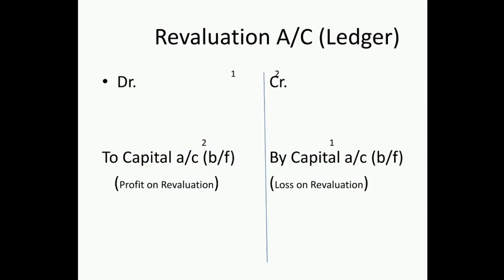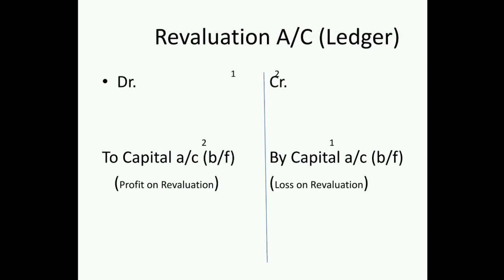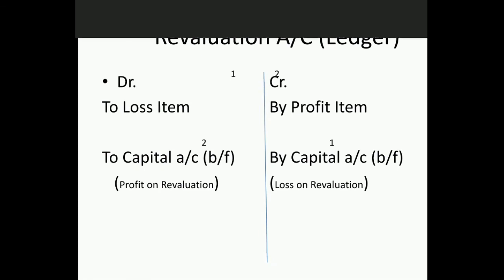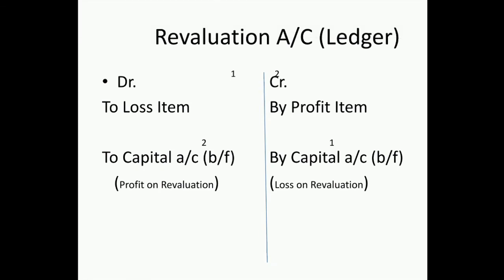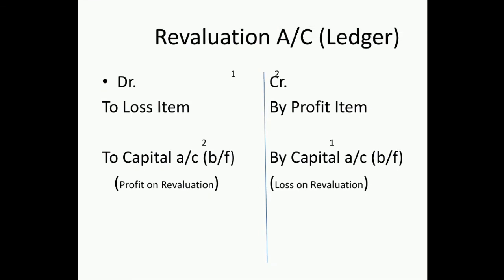you have to prepare a ledger. I already told you the loss item will come on the debit side, the profit item will come on the credit side. After preparing the ledger, you may get a balancing figure either on the debit side or on the credit side. If you get a balance on the debit side, then it is a profit on revaluation. If you get a balance on the credit side, then it is a loss on revaluation.